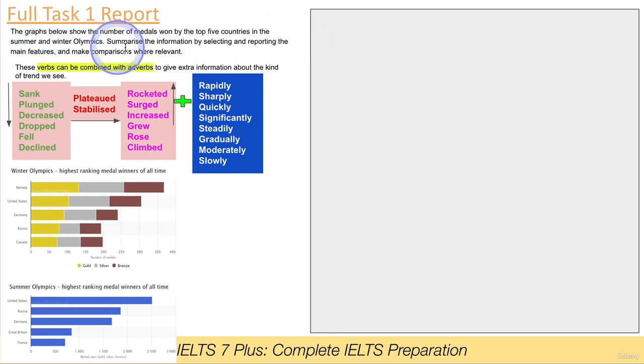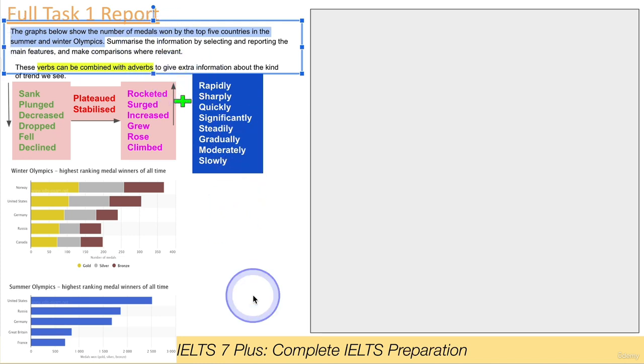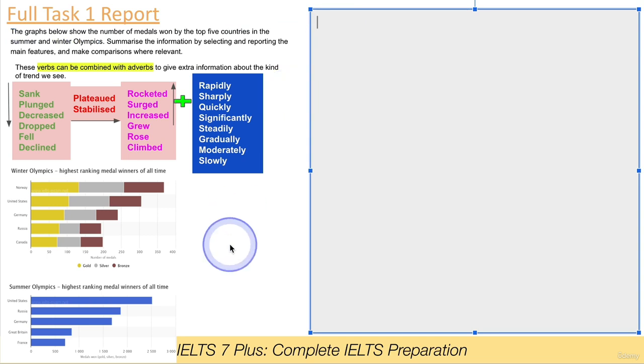Okay, so where do we start? Well, we need to paraphrase this sentence here. The graphs below show the number of medals won by the top 5 countries in the Summer and Winter Olympics. Okay, we don't need to paraphrase every single word. We just want to paraphrase as much as we can to show the examiner that this is a skill that we have, but we want to still keep the meaning.